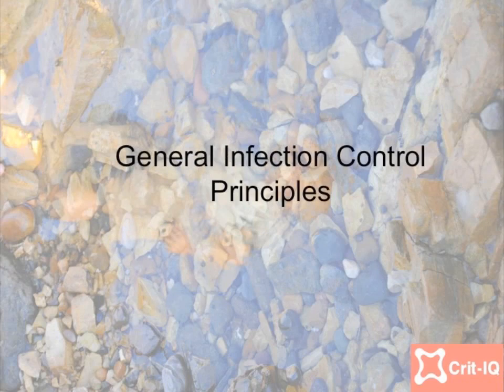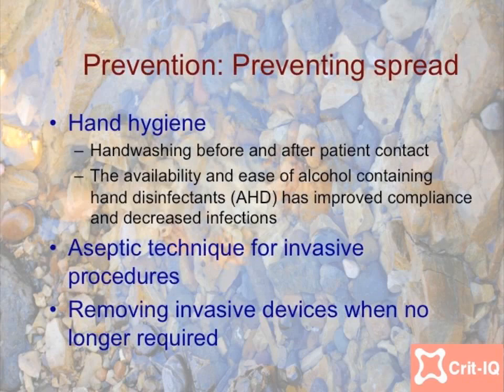Let's go over some general infection control principles that apply not only to the intensive care, but also to the general hospital or even GP surgery. Firstly, when we're looking at preventing spread of infective agents, the most important thing is to practice good hand hygiene. This means that you need to wash your hands before and after every patient contact, or even after contact with potentially contaminated instruments or dressings.